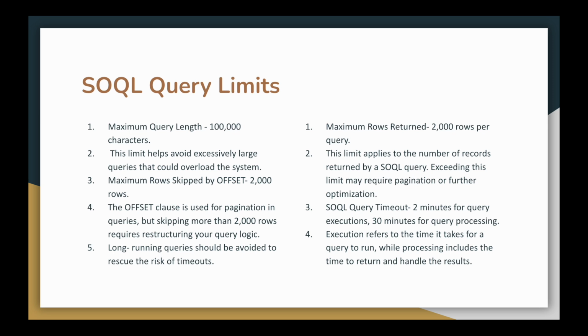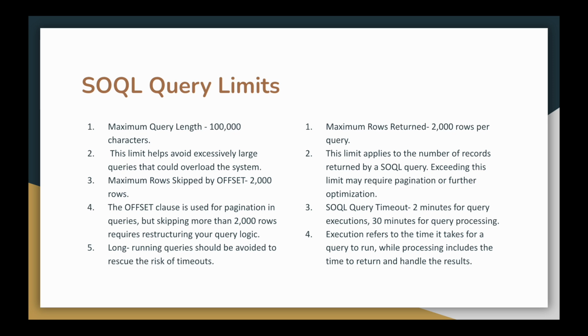So we can have a query length of 1 lakh characters, up to 1 lakh characters. More than 1 lakh characters are not allowed in a SOQL query, and this limit helps avoid excessively large queries which could overload the system. And the maximum rows skipped by offset is 2000 rows. The offset clause is used for pagination in queries, but skipping more than 2000 rows would require restructuring our query. We can have long running queries as well, which should be avoided to reduce the risk of timeouts.